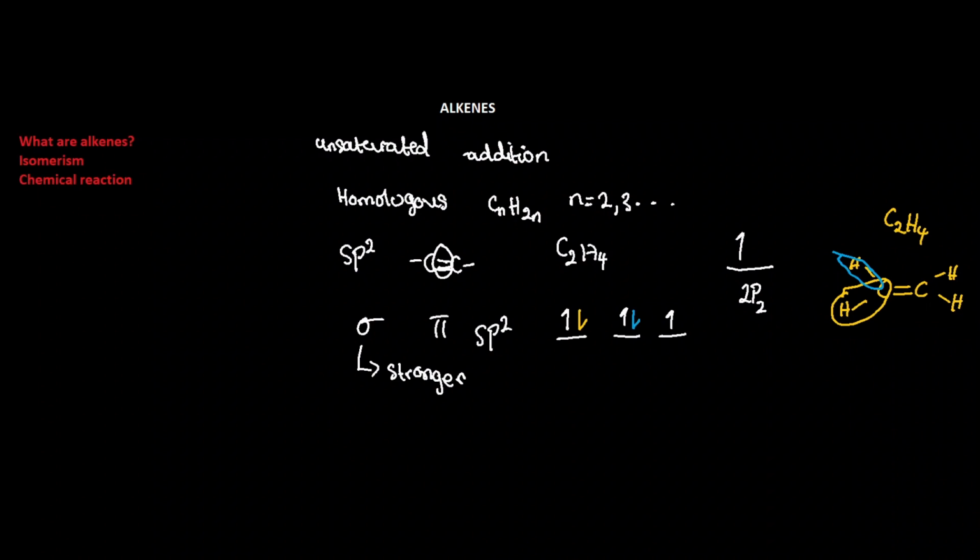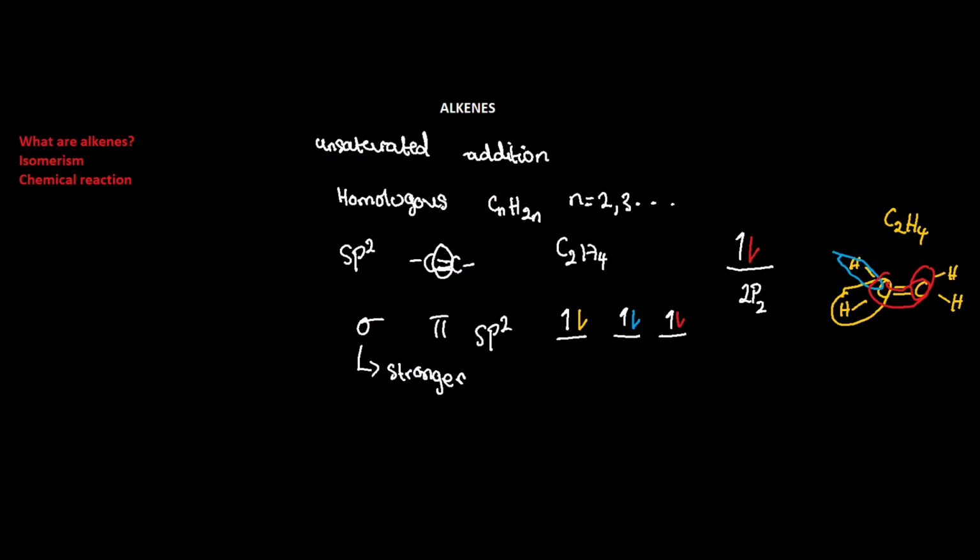The second sigma bond is the bond between the carbon and the other carbon. So this bond, one of the bonds, binds and forms a sigma bond. Now for this unhybridized electron, it overlaps with the unhybridized electron of the second carbon and it forms a pi bond. So this is how the bonding takes place for alkenes.